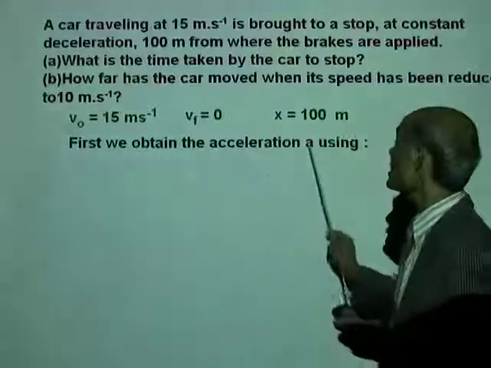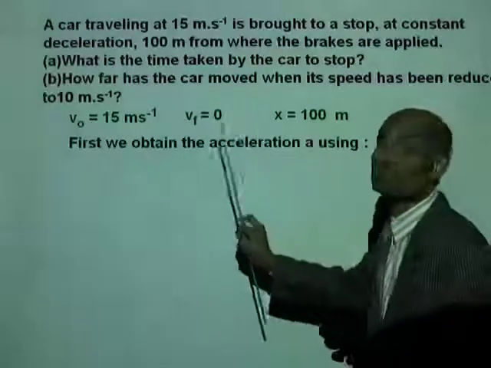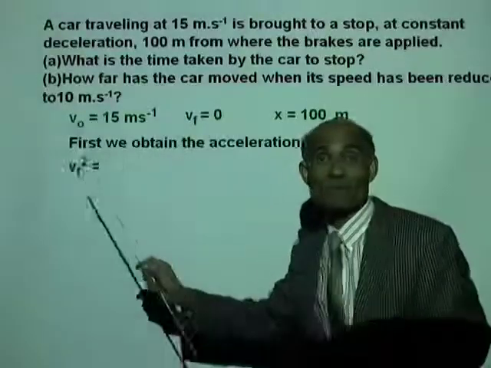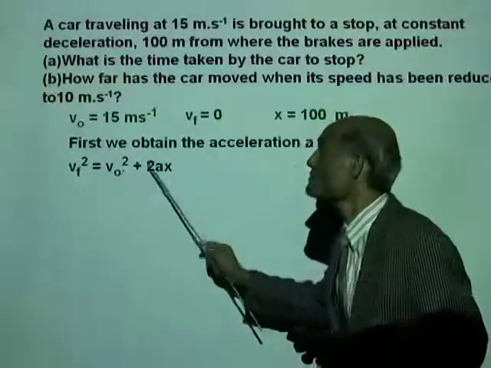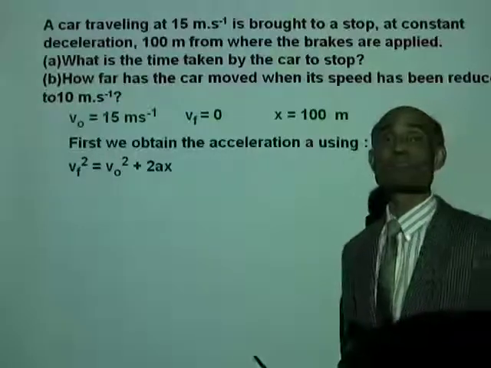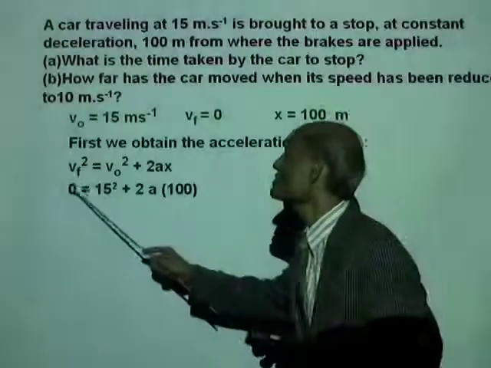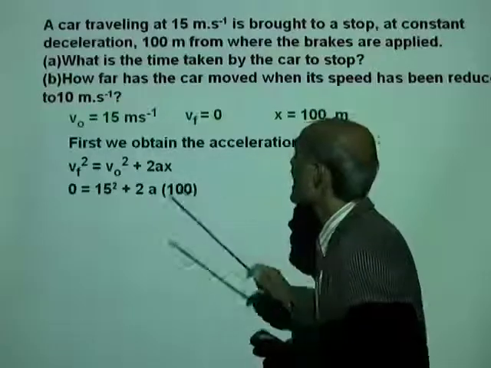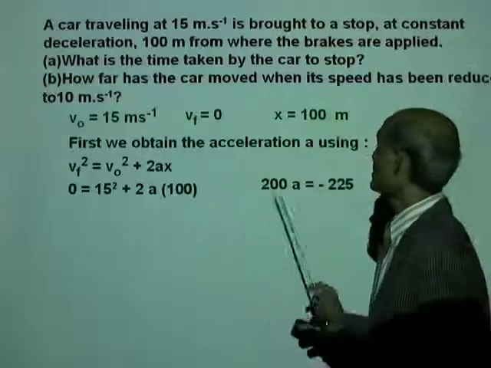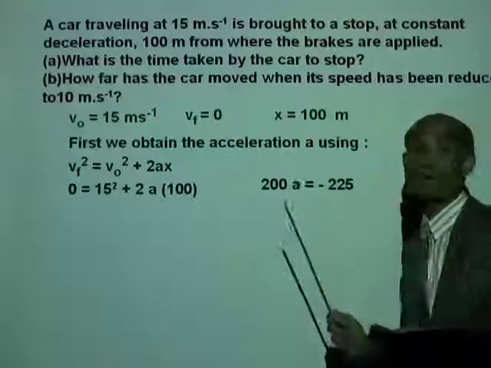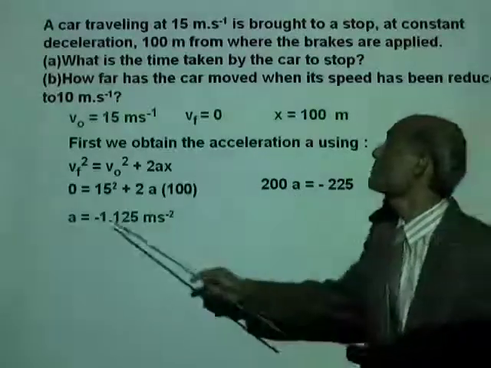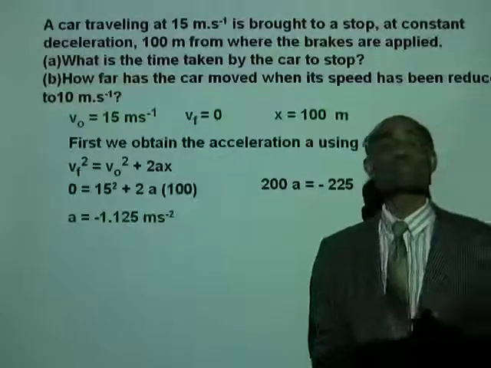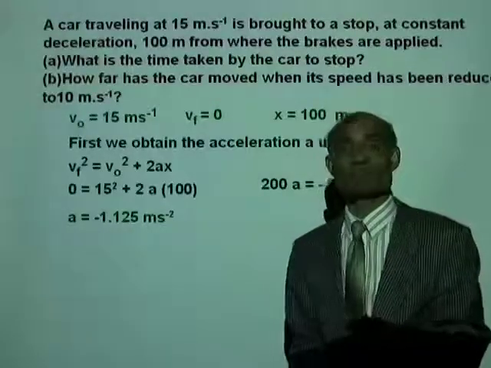First we obtain the acceleration a using what equation? The one that doesn't contain the time. Vf squared equal to V0 squared plus 2ax. That is 0 equal to 15 squared plus 2a times 100, and solve for a from there. You get a equal to negative 1.125 meter per second squared.